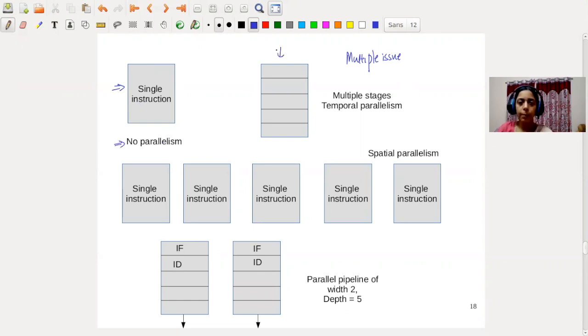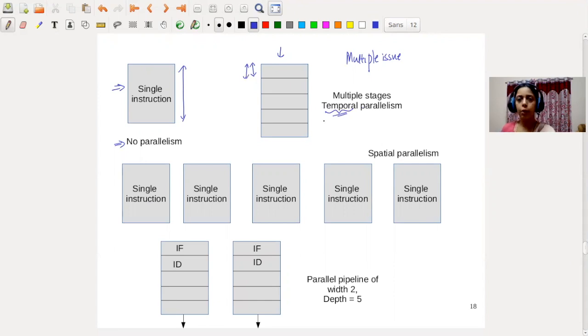Then you can have a pipeline processor, wherein you'll have multiple stages of the pipeline, and then you can execute each component of that pipeline in a shorter duration. So that is basically pipelining, and there is some amount of parallelism. And the parallelism is basically in time, because you're splitting up the entire time and making smaller components of time. That's why it's called temporal parallelism.